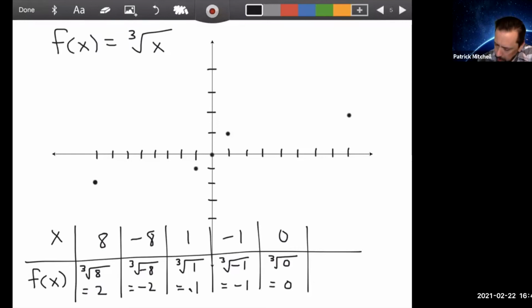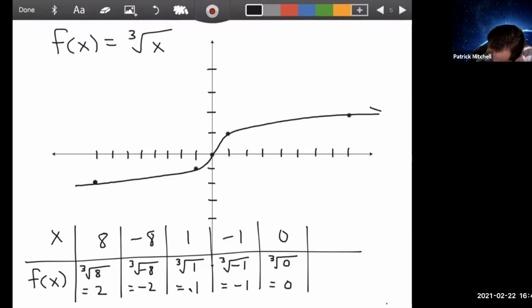All right, so I don't know exactly how to describe this cube root graph. Sort of like an S shape, maybe. Actually, on the right side, it looks very similar to your square root graph. The big difference is that there's also stuff on the left side because, again, you are allowed to take the cube root of a negative number.